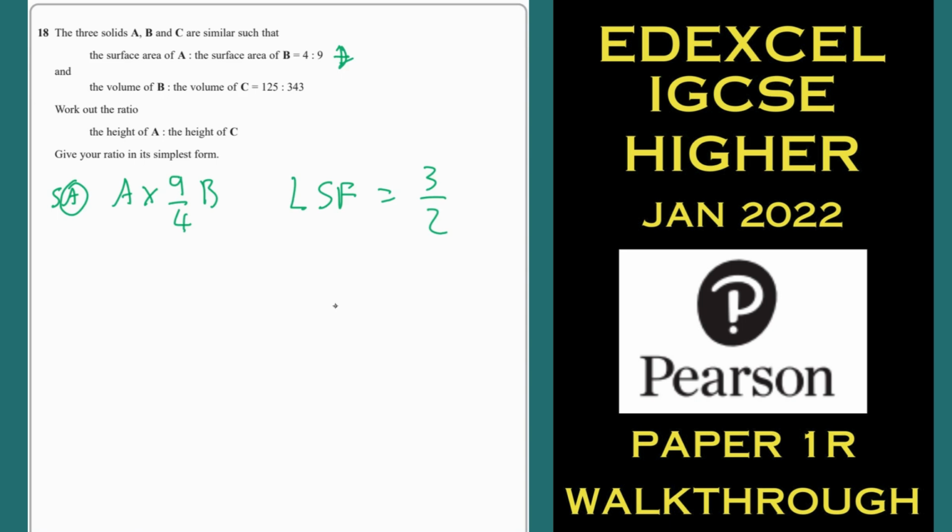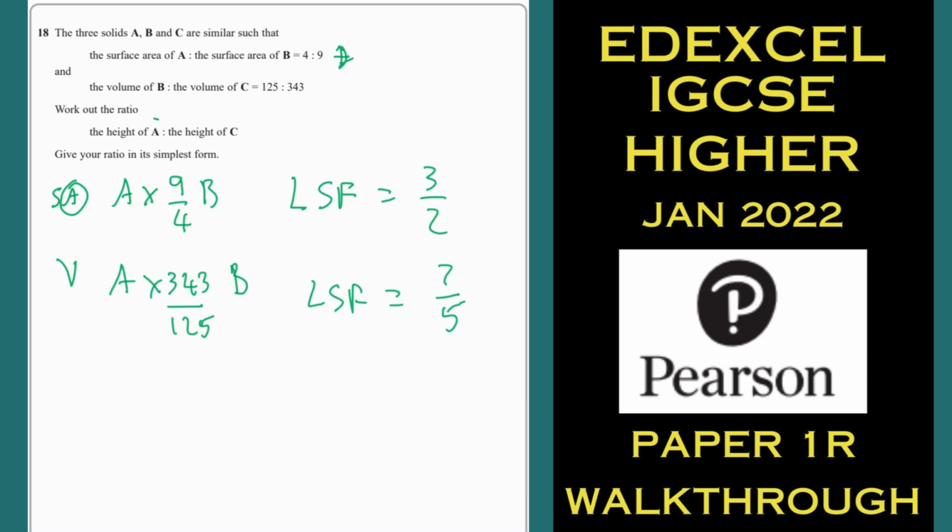All right, for volume, when you go from A to B, what's your multiplier? It's a bit less obvious here, but I always say times by the number you want to get, divide by the number you had. And these are suspiciously cube numbers. So when you cube root them to get the linear scale factor, you get 7/5. You're now ready to move on.